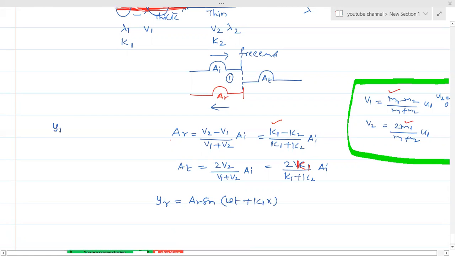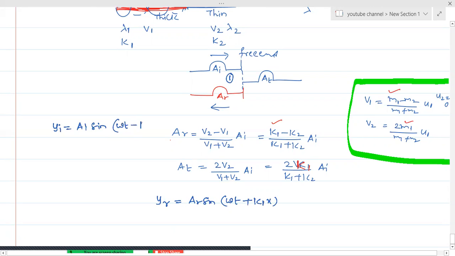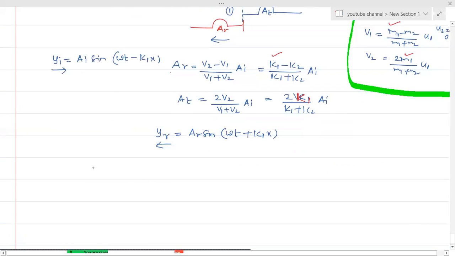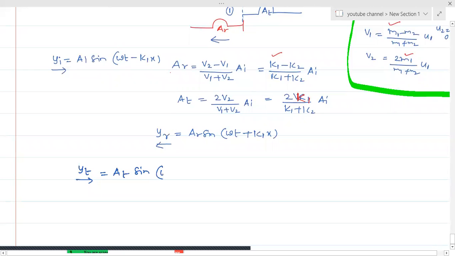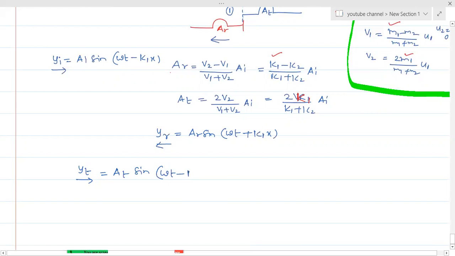Or you can understand this: if we take the incident wave equivalent to A into sine omega t minus k1x, because the incident wave is moving in the positive x direction, the reflected wave is moving in the negative x direction. And when we think of the transmitted wave, it has an amplitude A_T into sine of omega t, because the frequency remains constant when the medium changes, minus, but wavelength changes. So that's why the wave propagation constant changes.